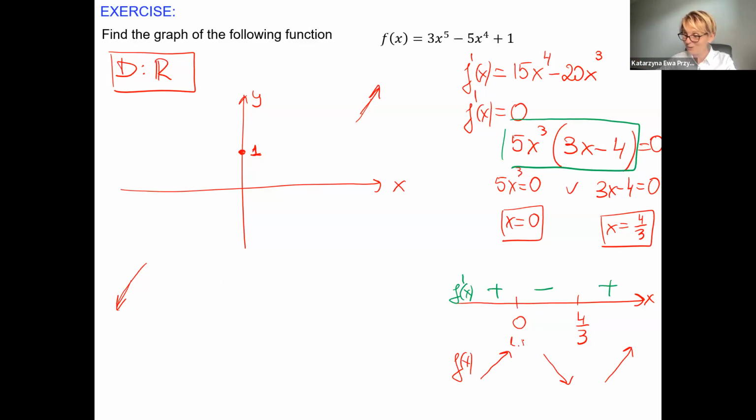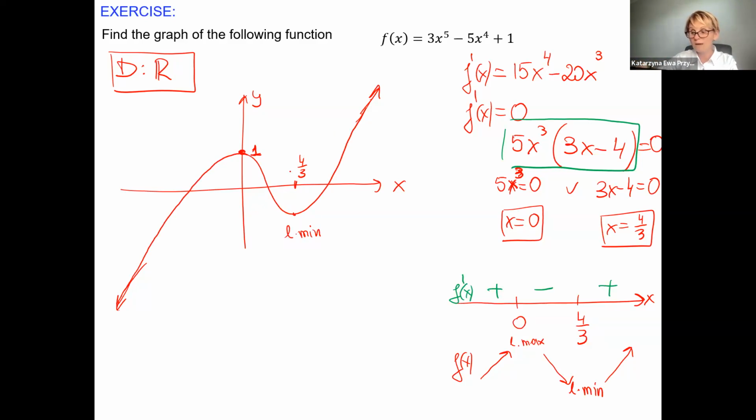And this will be a local maximum. It's actually x cubed, which means it will be more flat because it's a triple-root kind of value. I think it will be a little bit flat, and this one must be 4/3. I'm just indicating it because this will be the local minimum. We can take 4/3 and substitute it into the function and compute the value.